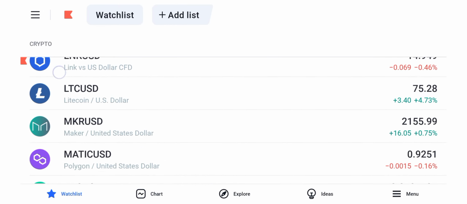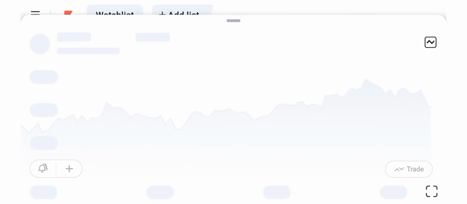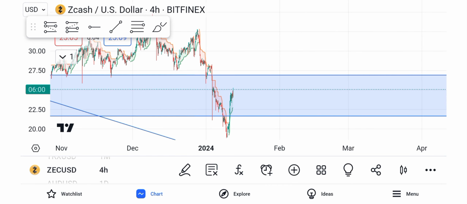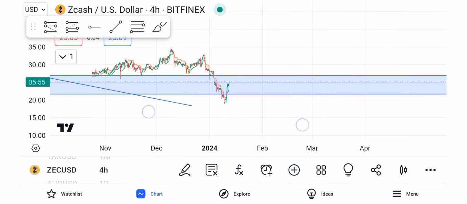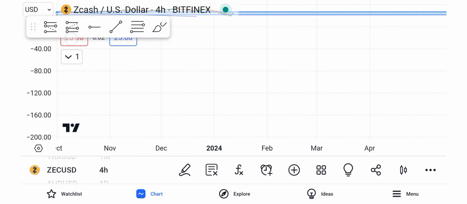What else do we have to look at? I think we have one more. ZECUSD, this is Zcash. So let's look at what it's showing us. Okay, we're pretty much on the same level. Also the break and retest, we're waiting for it to retest. I think this is the lowest point. Yeah, this is the lowest point.